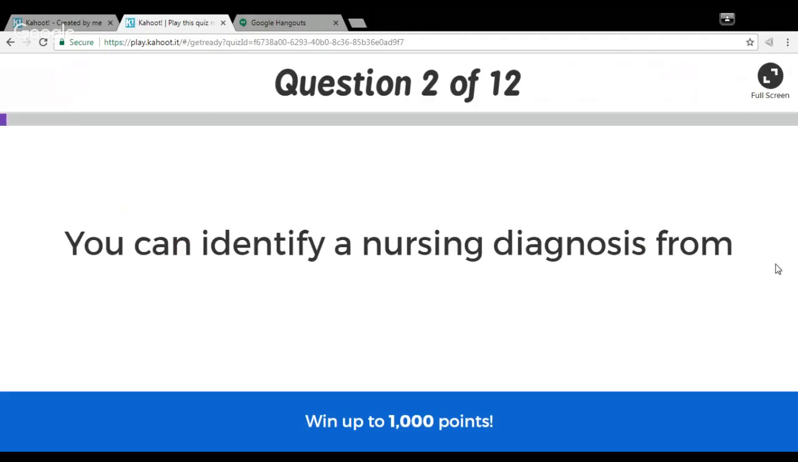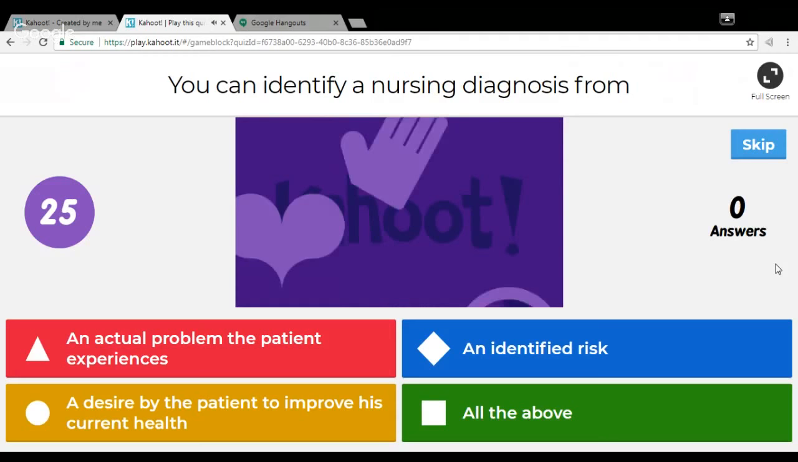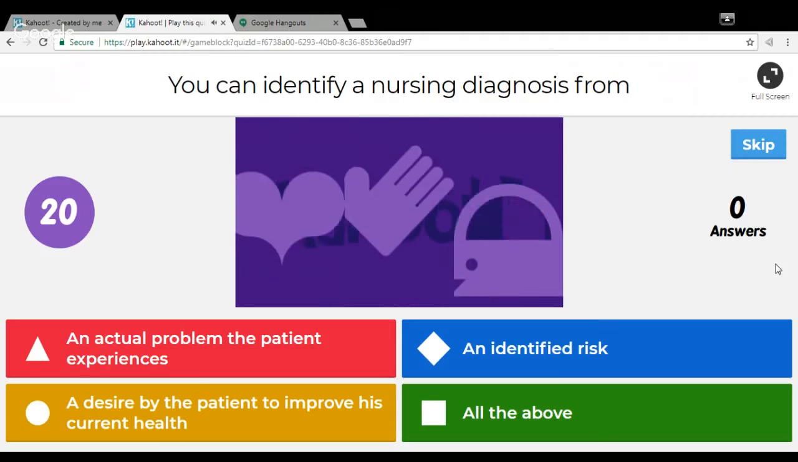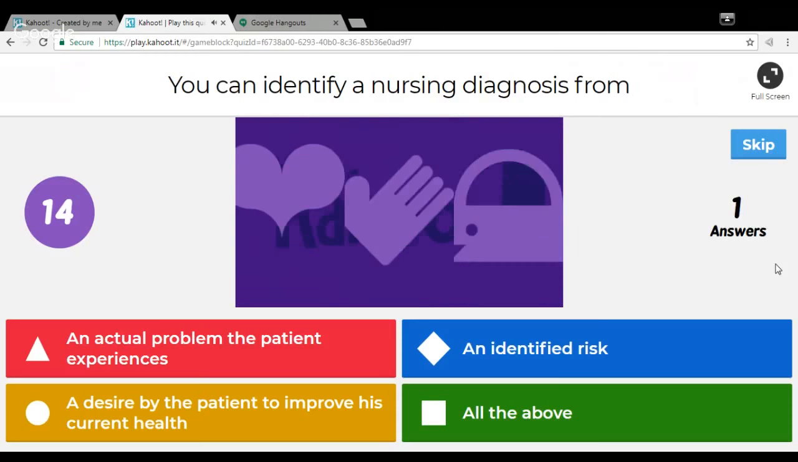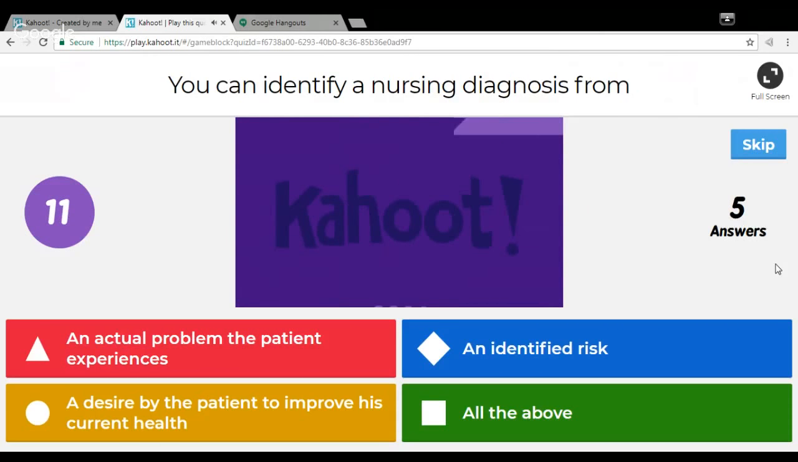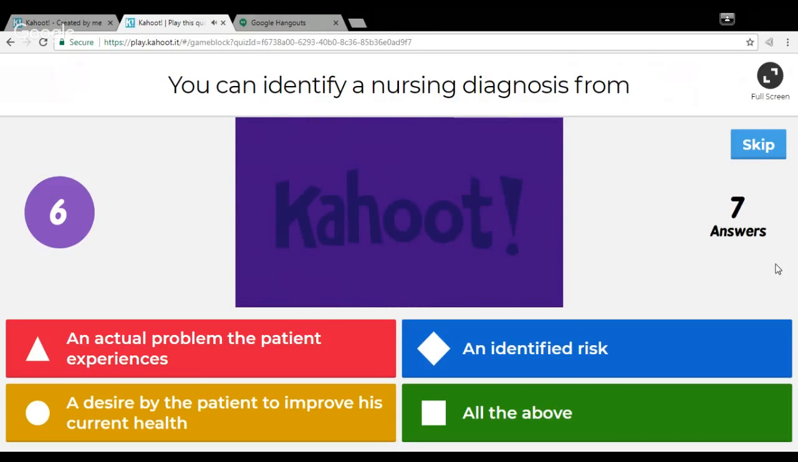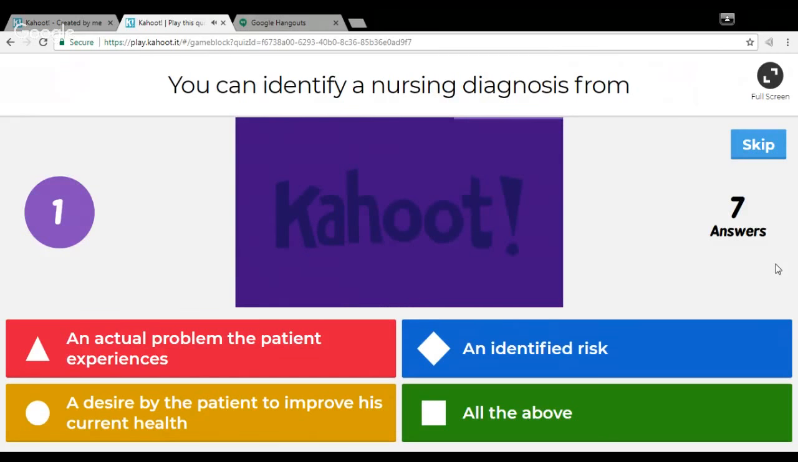Here we go. You can identify a nursing diagnosis from. How can you get that diagnosis? You can an actual problem the patient experiences, a desire by the patient to improve his or her current health, an identified risk, or all of the above. So again, an actual problem the patient experiences, a desire by the patient to improve their current health, an identified risk, or all of the above. Lock those answers in, JQ cuties, because we got another question coming your way. And this lady's ready to play. And time is up. Oh, looks like someone fell out of that question. 6 of you playing got it right, though.